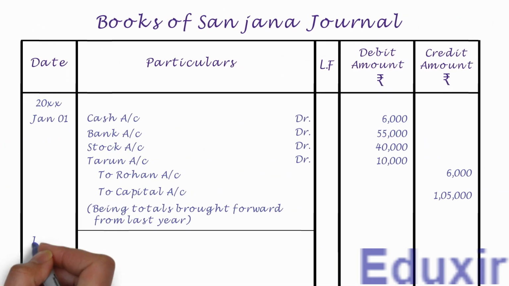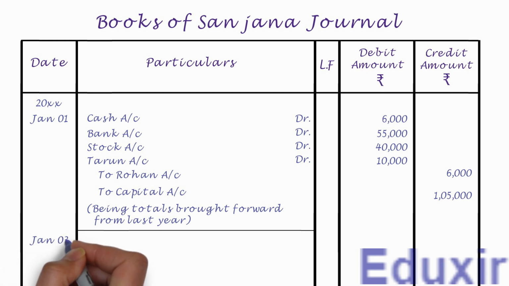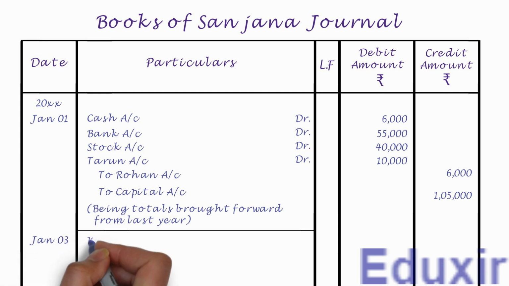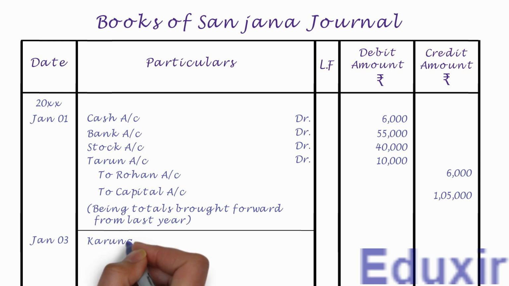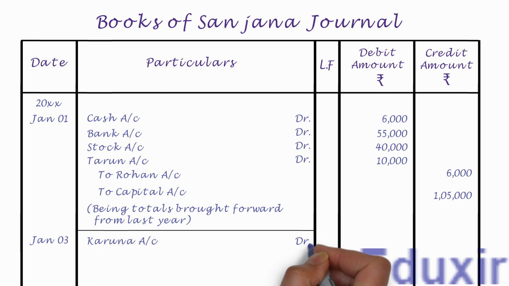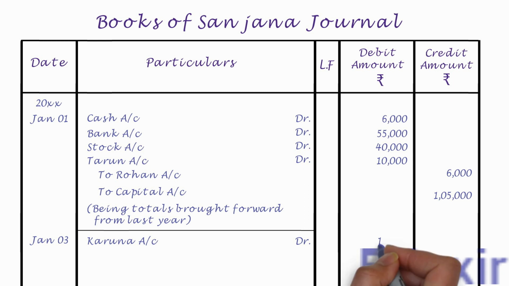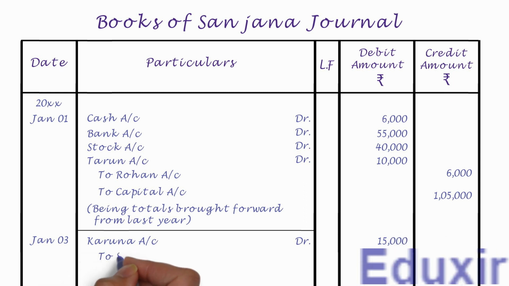Let us first record the date. Let us then record Karuna account as the debit entry. Let us also write the text DR to indicate that this is a debit entry. Let us also write the debit amount of 15,000 rupees into the debit amount column. Leaving a margin, let us now record the sales account as the credit entry. Let us also write the credit amount of 15,000 rupees into the credit amount column.